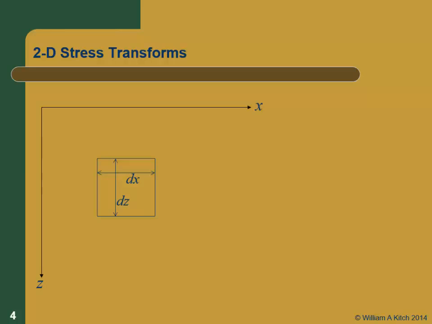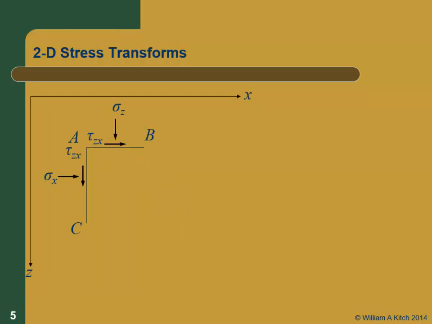So let's start with the ZX system here, with our elemental area that's going to be dx by dz. We're going to have a normal stress in the z direction, sigma z, and a normal stress in the x direction, sigma x. Then we'll have our two shear stresses, tau xz and tau zx. Now what we want to do is transform that to another system.